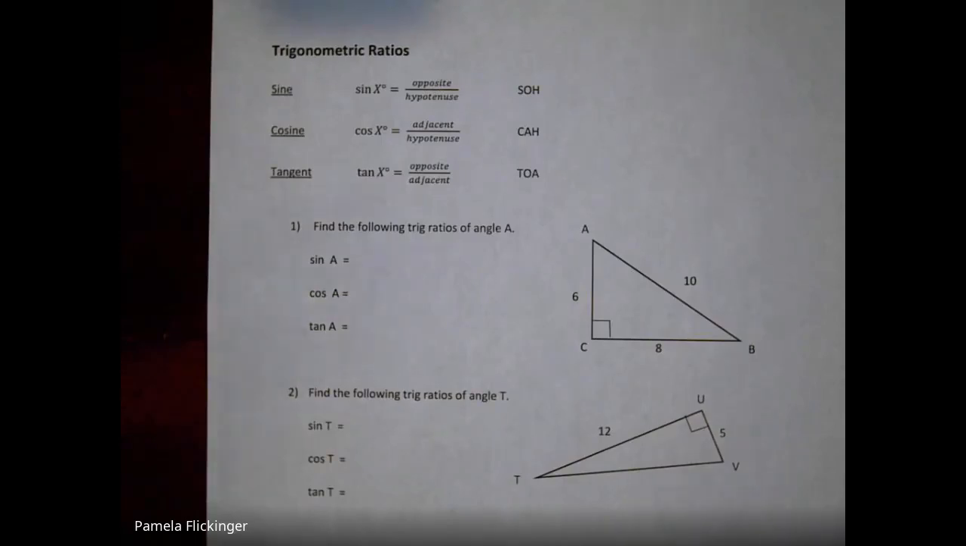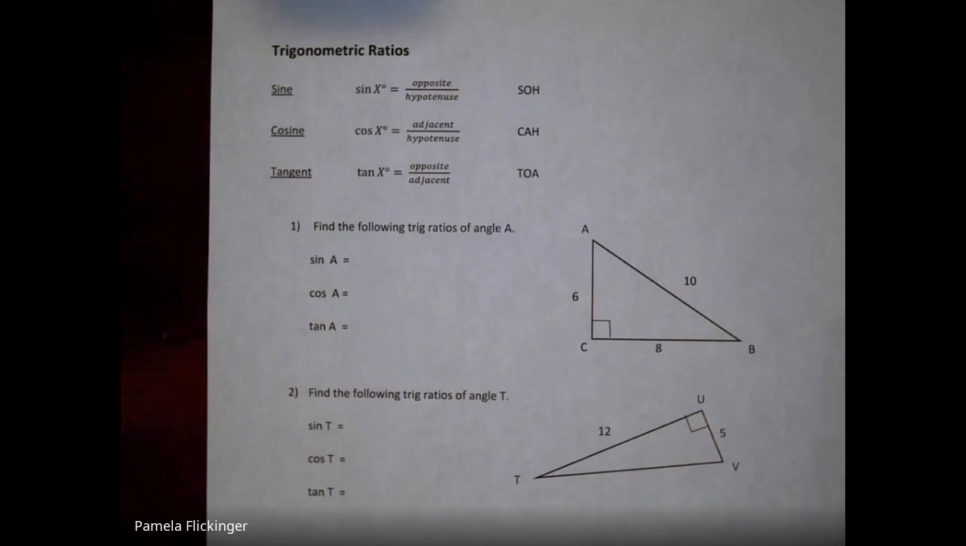So today we're going to start trigonometry. And today all we're going to do is look at the three trigonometric ratios that we're going to use in our right triangle unit. There are more than three, but these are the three that we need for right triangles.